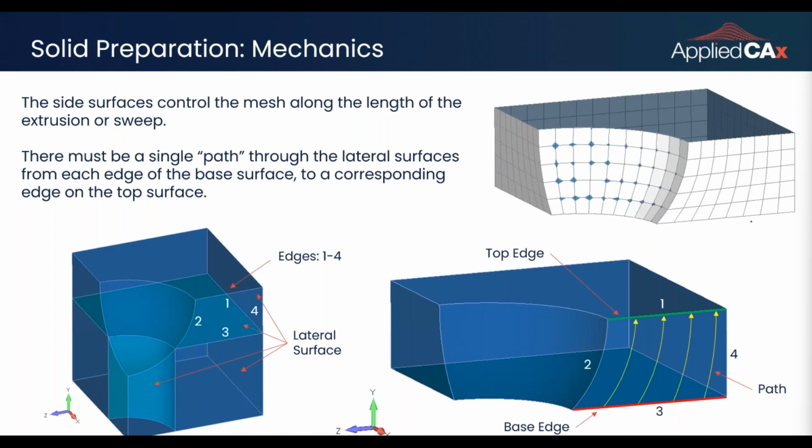Okay, so the side surfaces control the mesh along the length of the extrusion or sweep. There must be a single path through the lateral surfaces from each edge of the base surface to a corresponding edge on the top surface. And so you can see there on the left, you have 4 edges on one face. And then on the right, you can see that from base edge number 3 to top edge number 1, there can only be one path that the mesh can follow. And that's going to allow this part to become hex meshable.